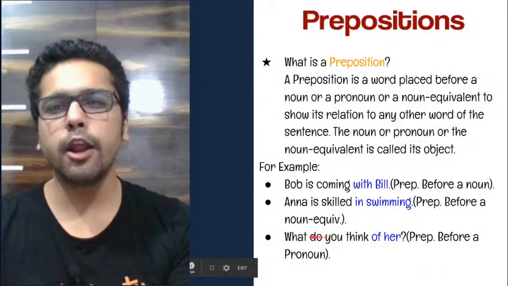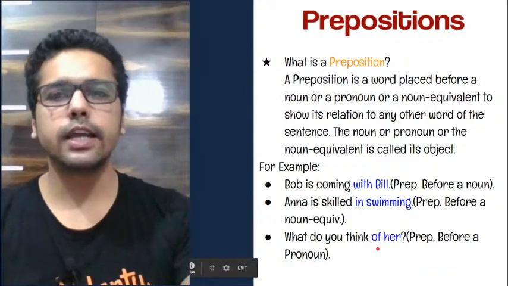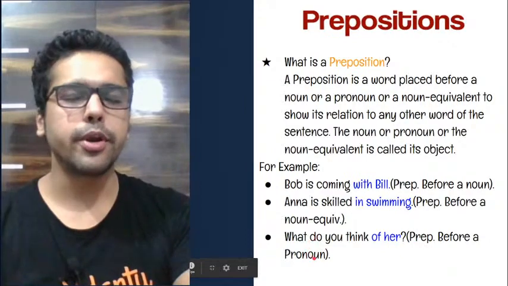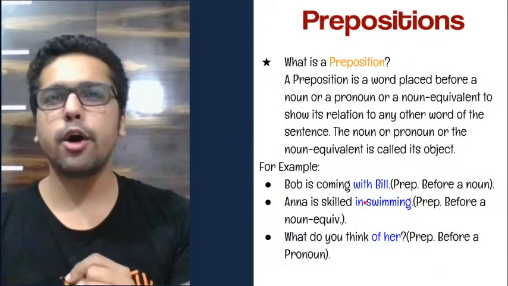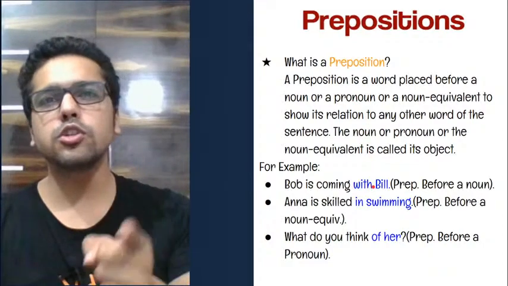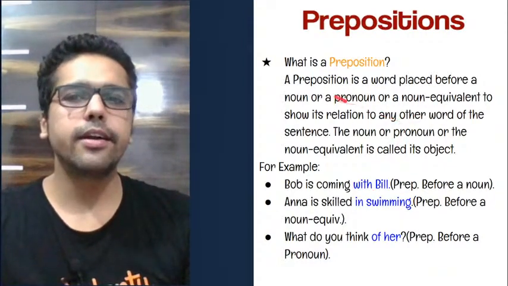Now look at the third one. What do you think of her? The preposition of, and there's a pronoun after it, that is her. So, a preposition before a pronoun. Always remember, after a preposition, you will either have a noun or a pronoun. And what the preposition does is show the relation of that noun or pronoun with the rest of the sentence. That's what is written here.